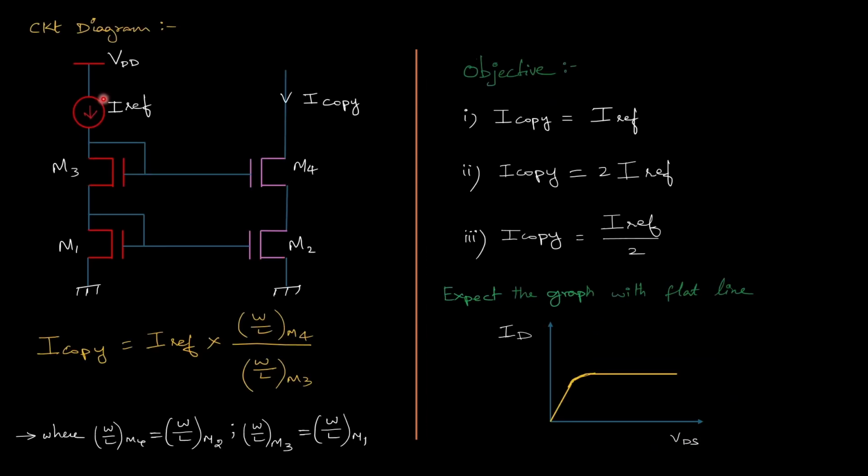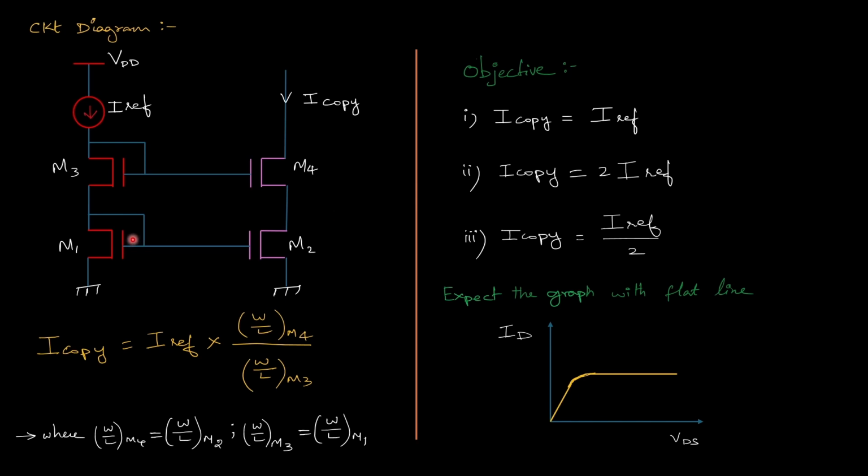Now let's look at the circuit. Compared to the simple current mirror, we have added two extra transistors here, M3 and M4. These transistors act as cascode devices. Their job is not to generate current. Their job is to keep the drain voltage of M1 and M2 nearly equal.